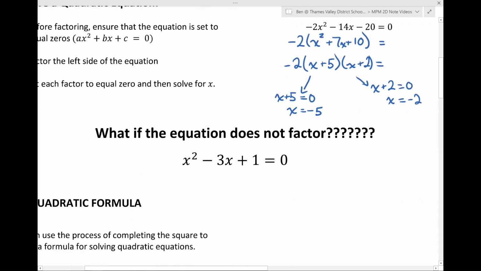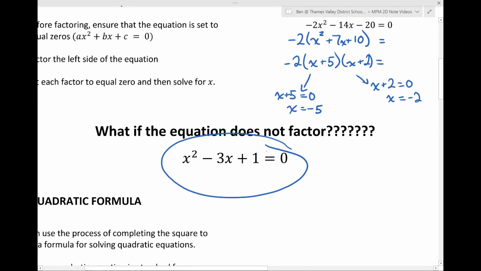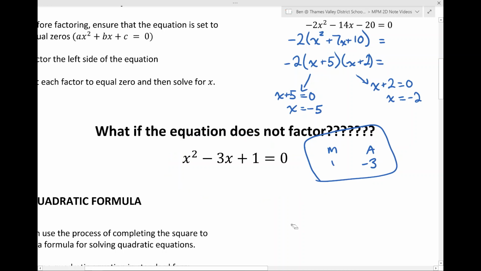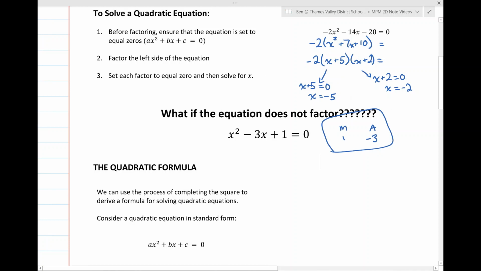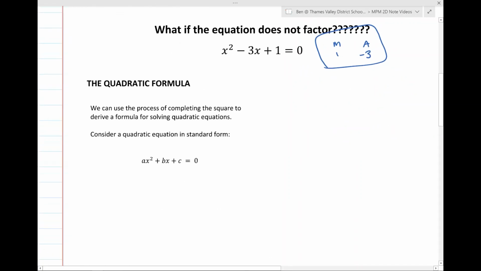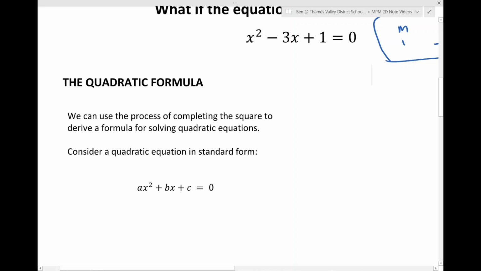Now, what if we're given an equation that does not factor? And you can try this out. You can try and find a number that multiplies to 1, adds to -3, and you can quickly see that you're not going to find a solution here. So if we're working with a problem that does not factor, then we're going to try and discover here a strategy that we can use. And this is where the quadratic formula comes in.